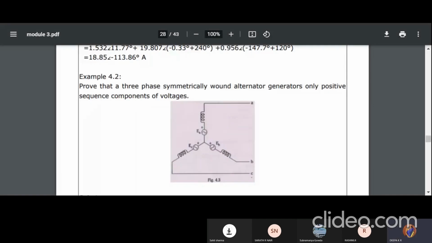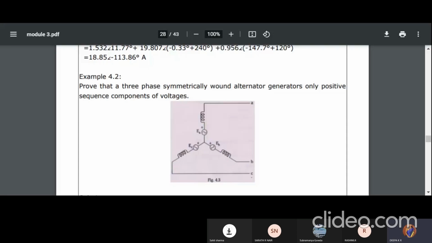Prove that a three-phase symmetrical wound alternator generates only positive sequence components of the voltage. So in the beginning of the chapter also we had this: prove that a three-phase system only produces positive sequences.